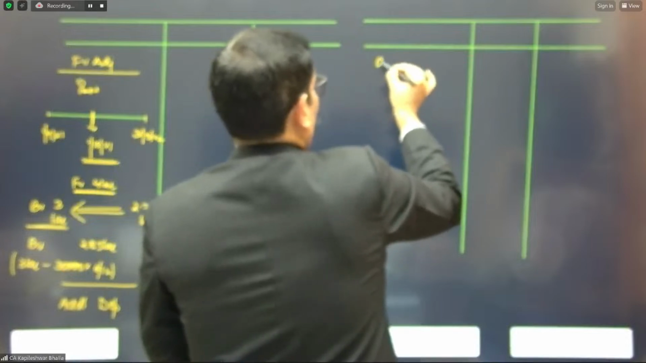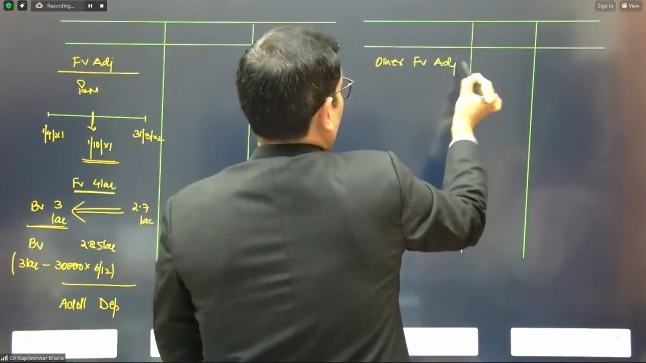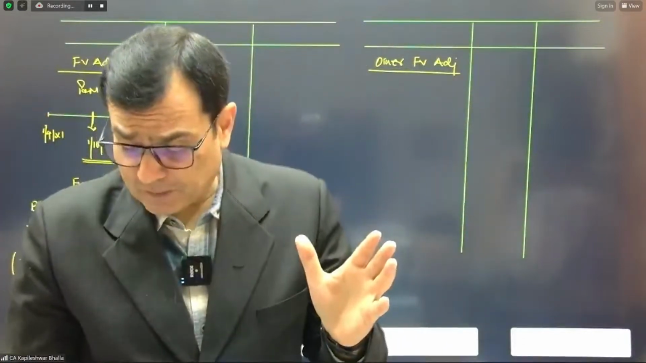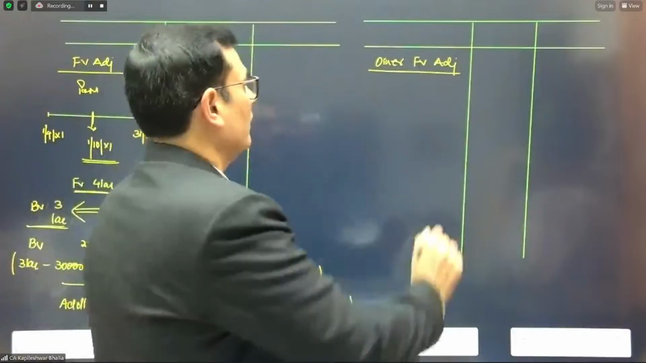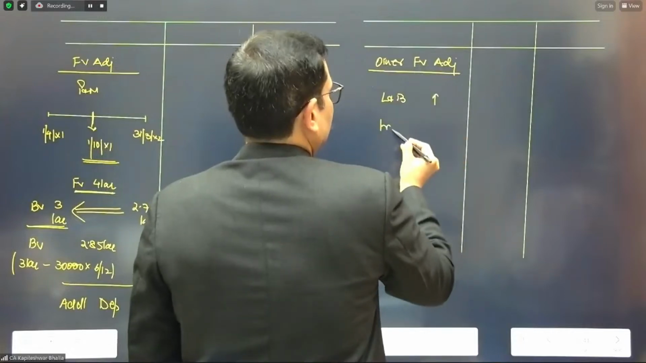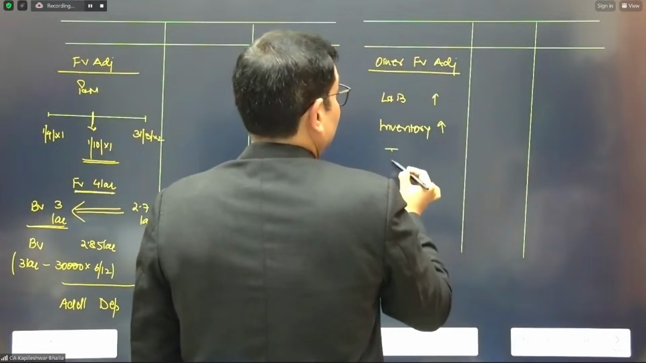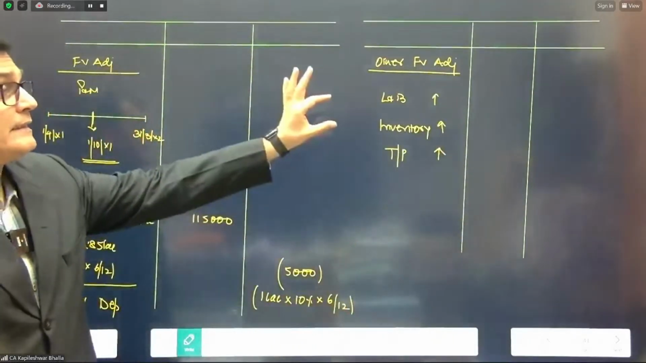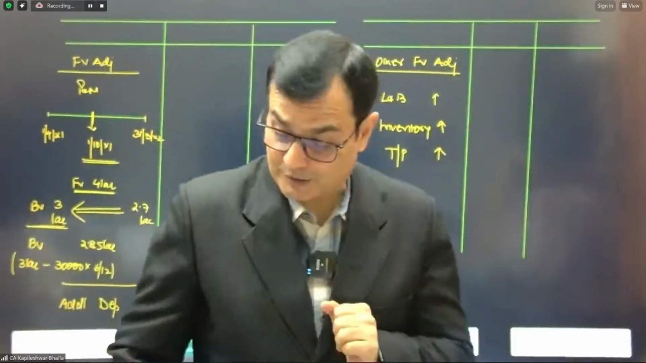So we've got other fair value adjustments and they are also given in the additional information. Apart from the machinery, we're given land and building, inventories and trade payable. So there is an increase in land and building. There is an increase in the inventory. That's a gain again. And there is an increase in the trade payables. That's a loss. An increase in the liability becomes a loss.